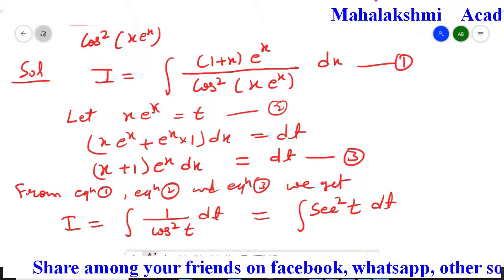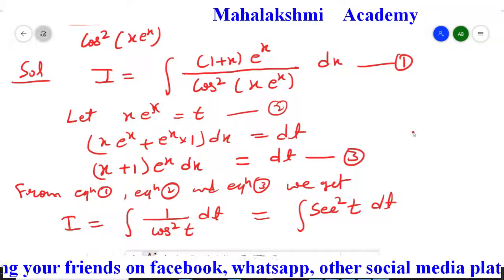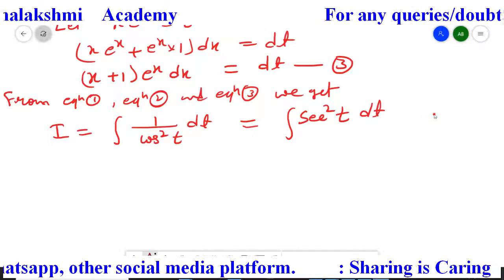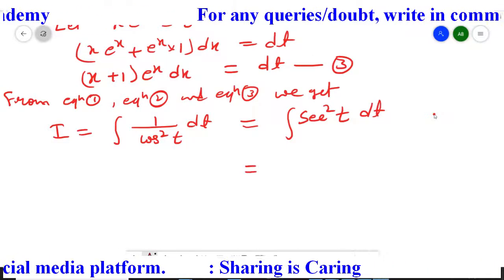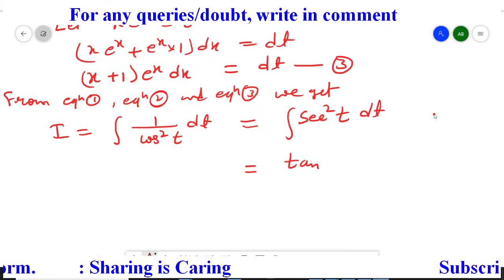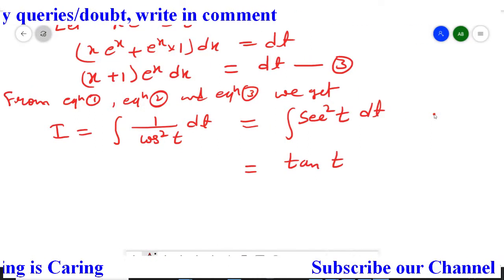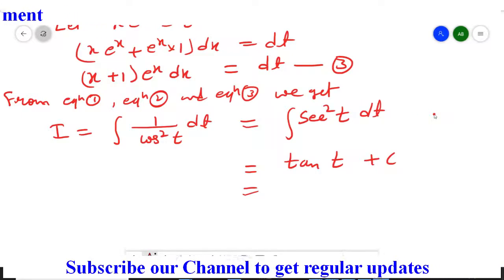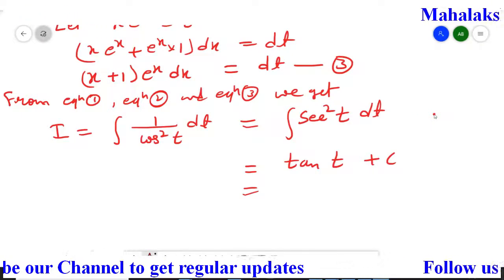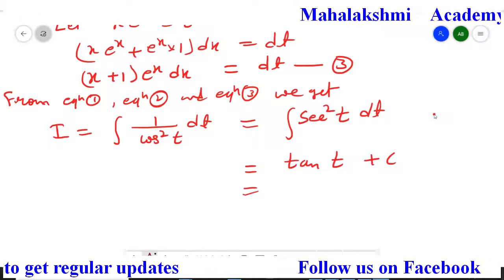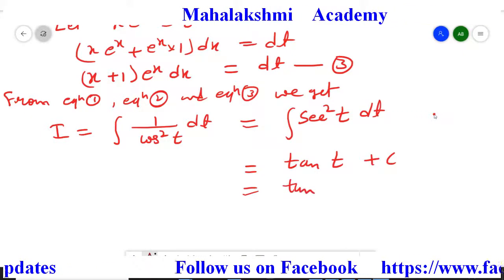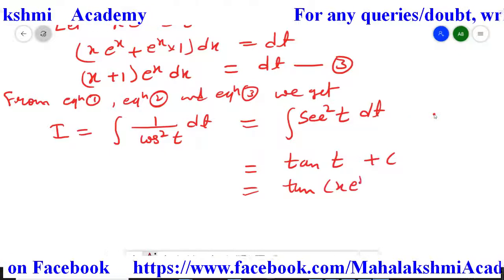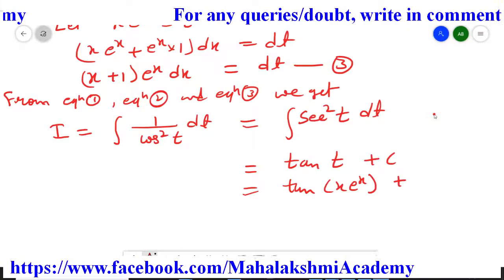So we'll integrate it, and sec square t's integration, a direct formula is available. What's that? That is tan t plus c. I integrated it, students. Now this t further we have to replace. What we assumed as t is x multiplied by e to the power x. So here we have to further replace it. So it's going to be tan of x e to the power x, then plus c.